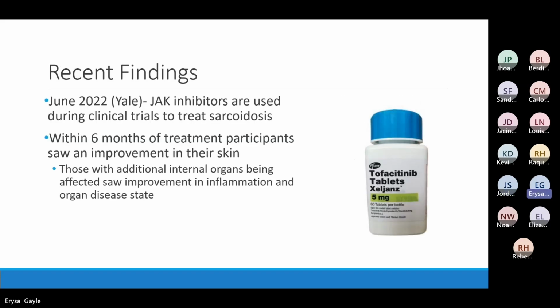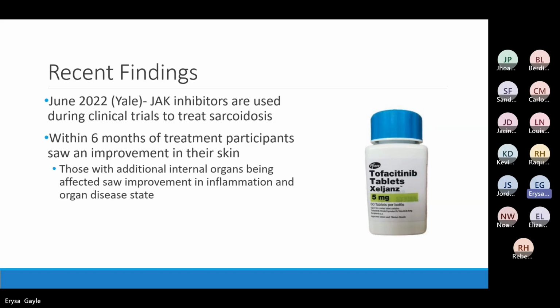All right, so now let's talk about some recent findings. In June of 2022, a Yale clinical trial team used JAK inhibitors to treat sarcoidosis. And JAK inhibitors are also known as Janus kinase inhibitors, and they interfere with inflammatory signals and enzymes that are in the body. And the drug that they use is called tofacitinib, and it suppresses interferon gamma in the body, which plays an important role in sarcoidosis development.